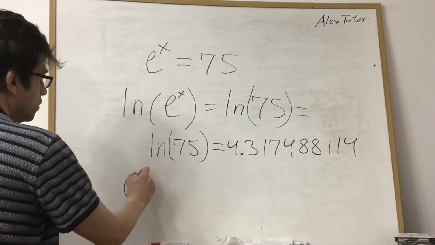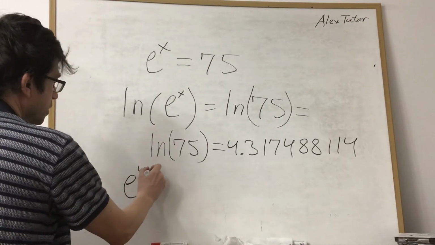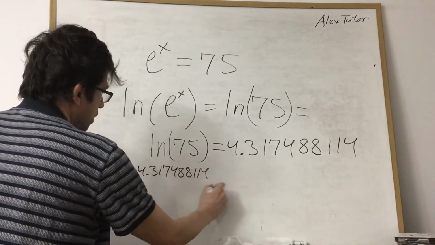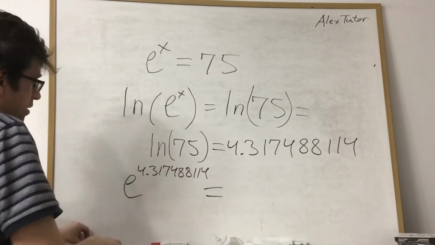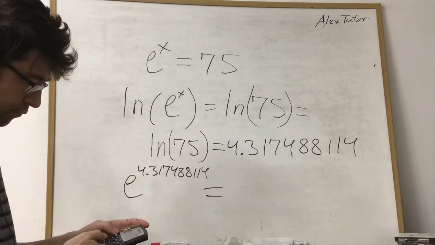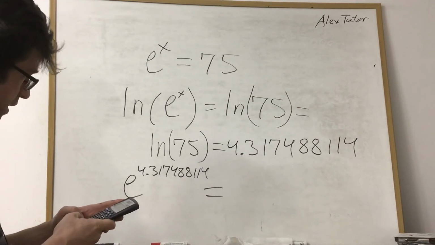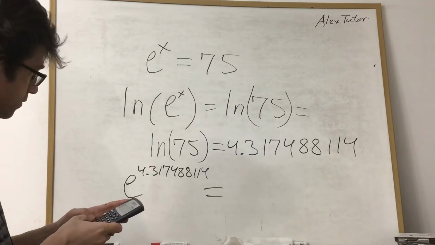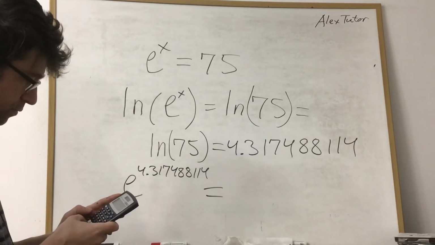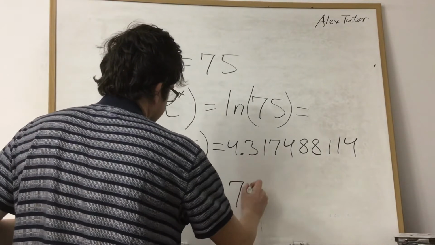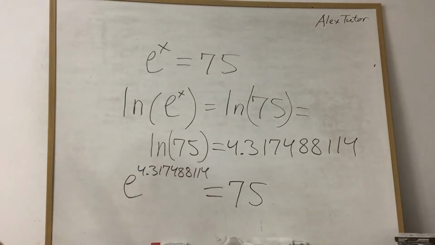You see, let me check it. So e to the power of 4.317488114 should be how much? Okay, let me take a calculator. e to the power of 4.317488114, exactly 75. So that's what the natural logarithm is. The natural logarithm is the opposite of e.